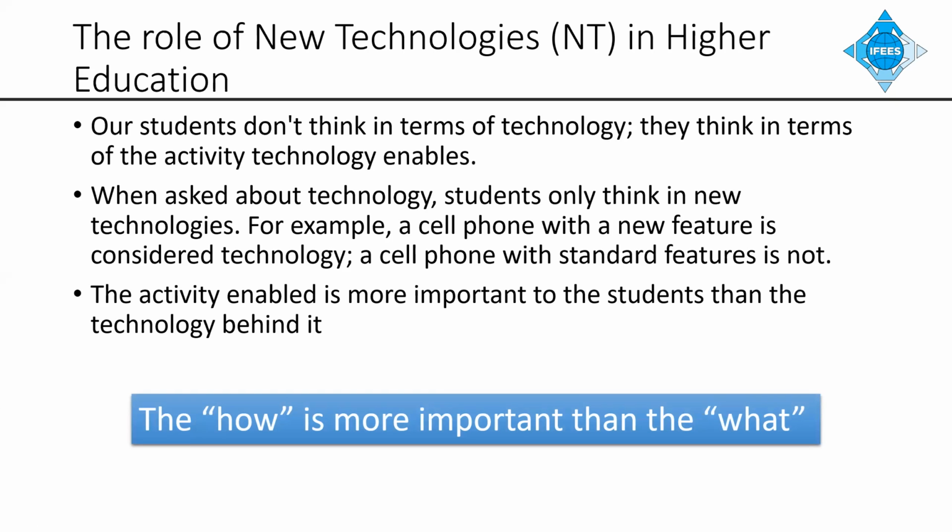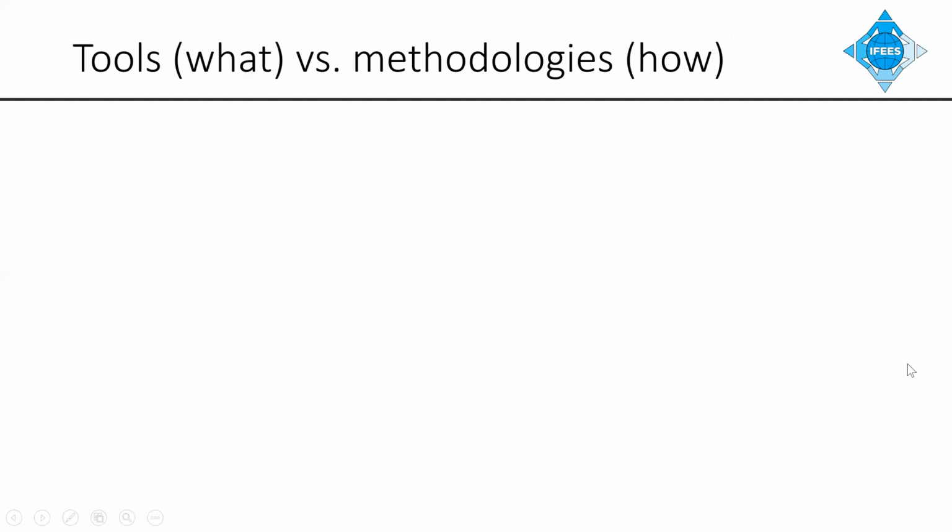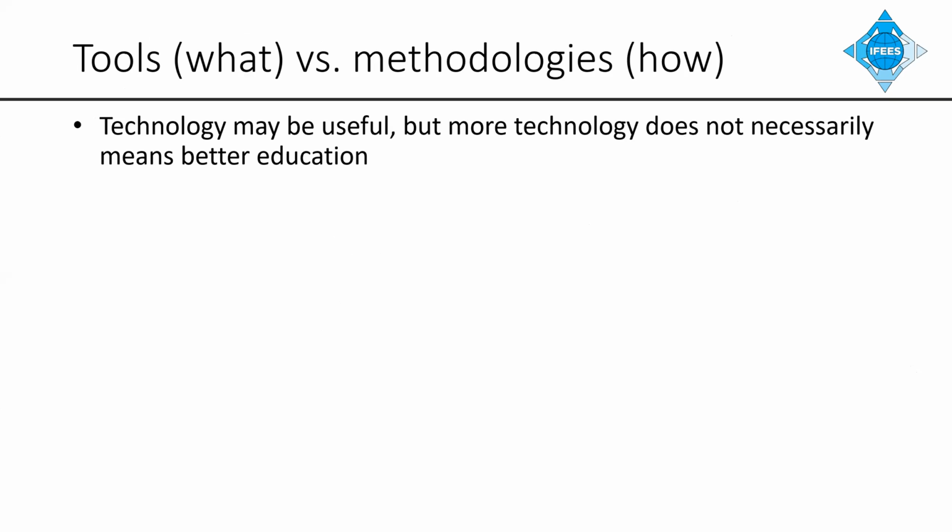So the conclusion of this analysis is that the how is more important than the what. The tool, I mean the methodology, what we do, is more important than the technology itself. The tool versus methodologies, the what versus the how. Technology may be useful, but more technology does not necessarily mean better education. This is completely true, and we have proved this through all recent years.